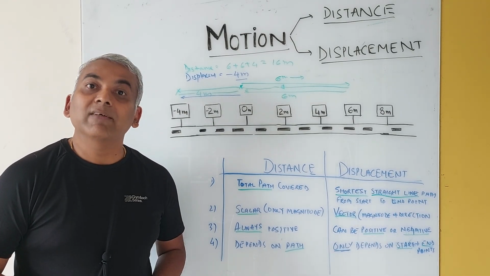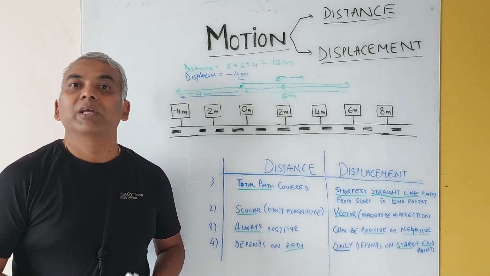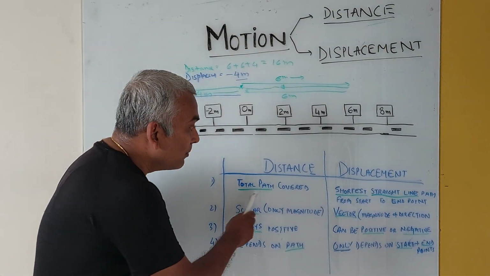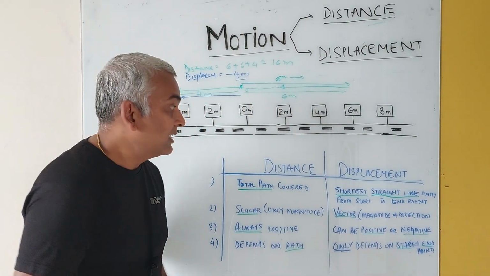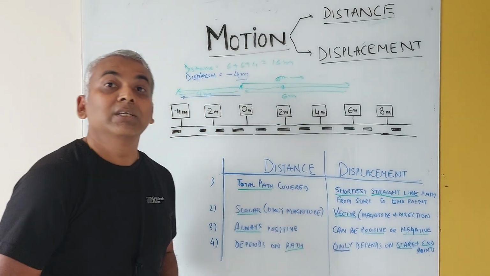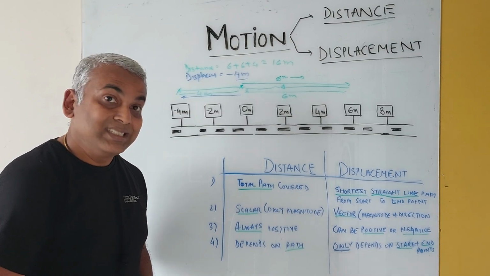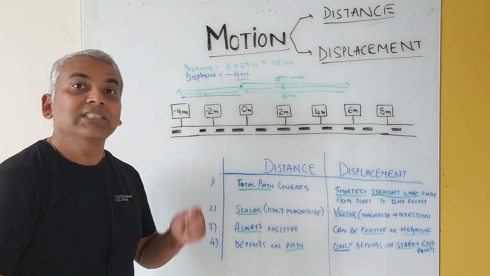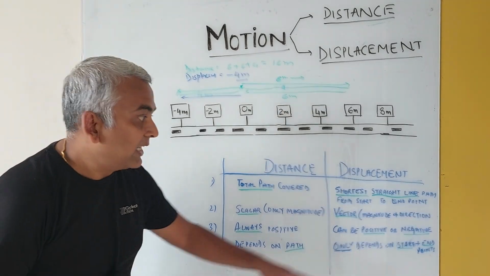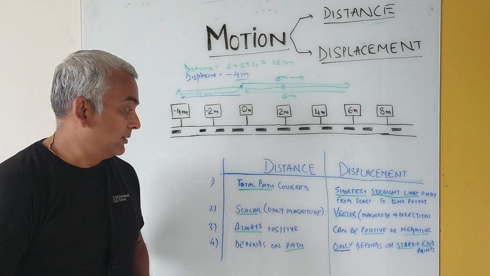Now with this, we come to an end of this video. Let's quickly recap the important points of distance and displacement. Distance is total path covered. However, displacement is the shortest straight line path from start to end point. Distance is a scalar quantity. It has only magnitude. However, displacement is a vector quantity. It has both magnitude and direction.